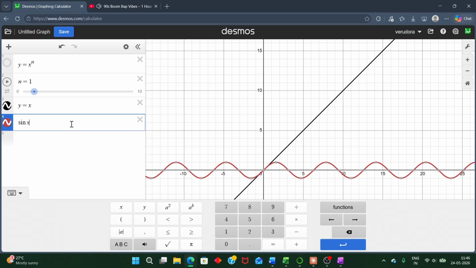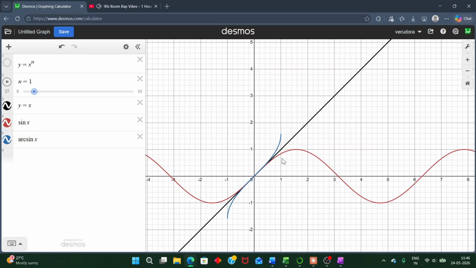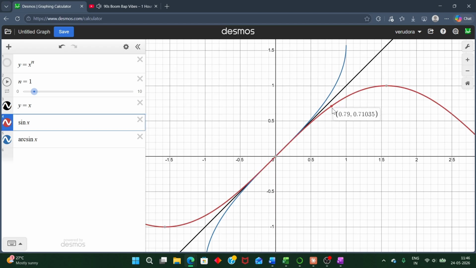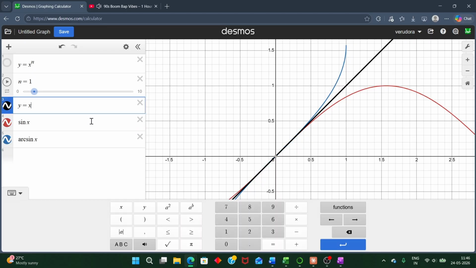take sine x and arc sine x, arc sine is basically sine inverse. If you were to zoom in on only this part, you can see that these both are symmetrical across this line. So this is probably the most important part of y is equal to sine x. Other than this, you have very little to know about this.